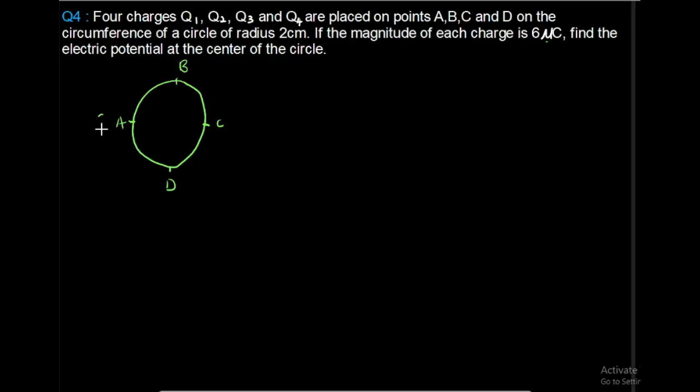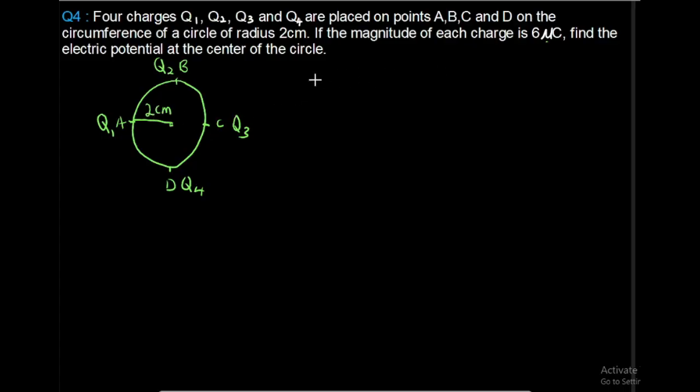So we have charge 1, Q1, charge 2, Q2, we have Q3, then we have Q4. All right, they are placed on the circumference of a circle of radius 2 cm. So the radius of a circle is simply the distance from the center to any point on the circumference of the circle. So from here to this point, we can say is the radius. And they say the radius is 2 cm.